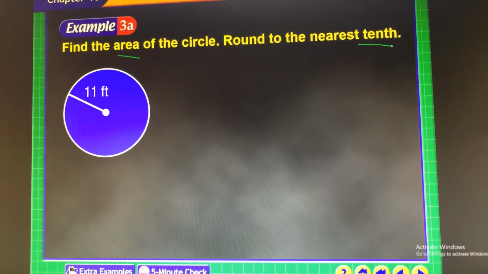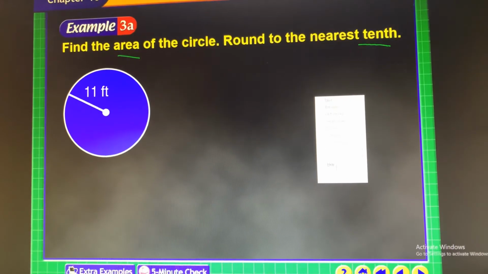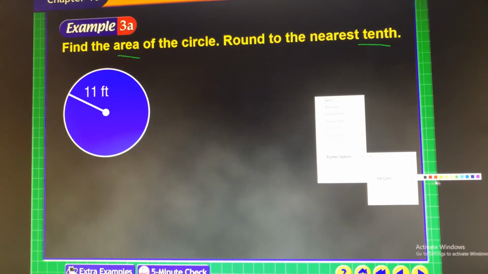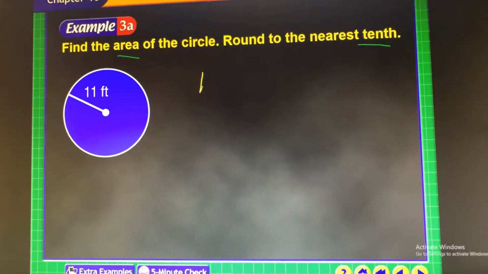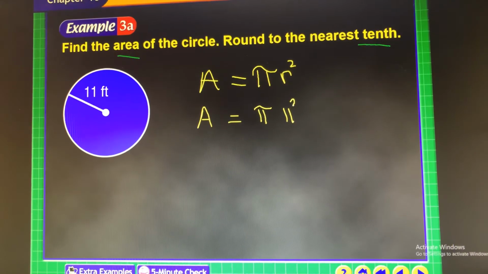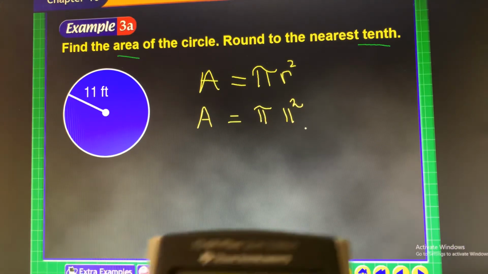So we're rounding to the nearest tenth. Remember, formula for area of a circle: area is equal to pi r squared. Okay? I give you the radius. So area is equal to pi 11 squared. So it should be pretty easy to do in your head, but let's just do it.